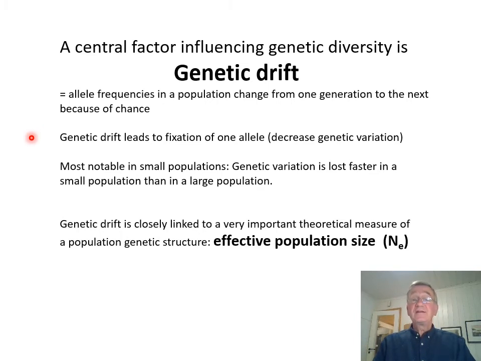There are several things influencing this genetic drift. In a very small population, genetic drift is most notable. Genetic variation is lost much faster in a small population than in a large population. And genetic drift is also closely linked to another very important measure of population genetic structure, what we call the effective population size, N or NE.